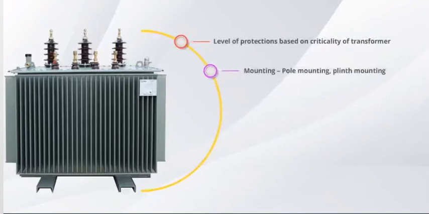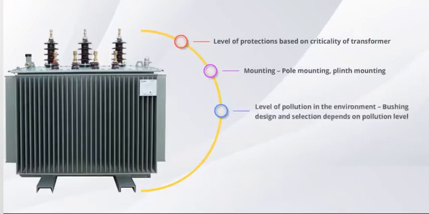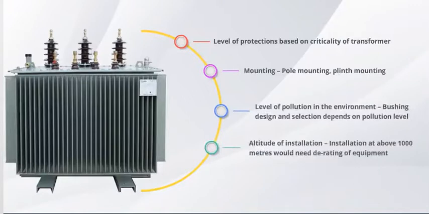Mounting, pole mounting, plinth mounting. Level of pollution in the environment. Bushing design and selection depends on pollution level. Altitude of installation. Installation at above 1000 meters would need derating of equipment.